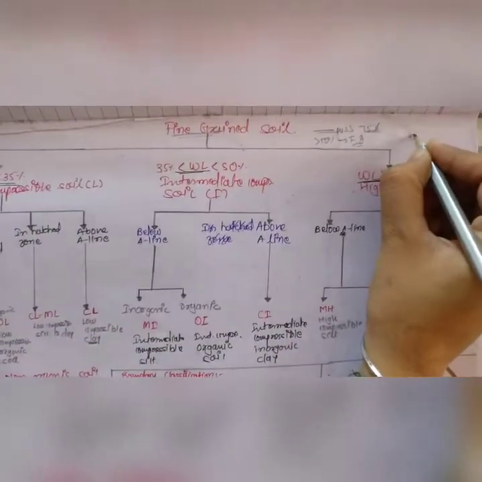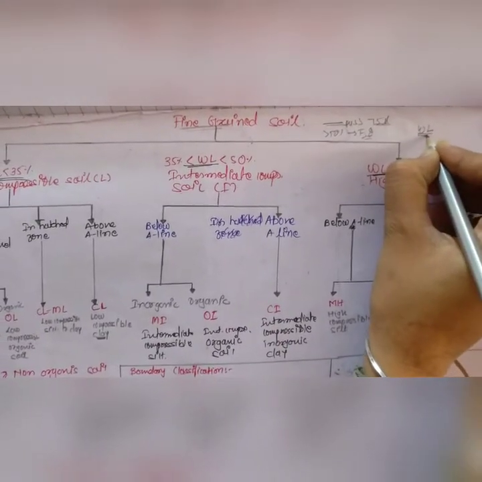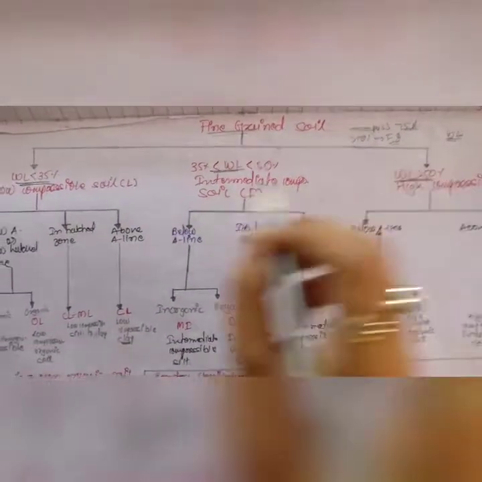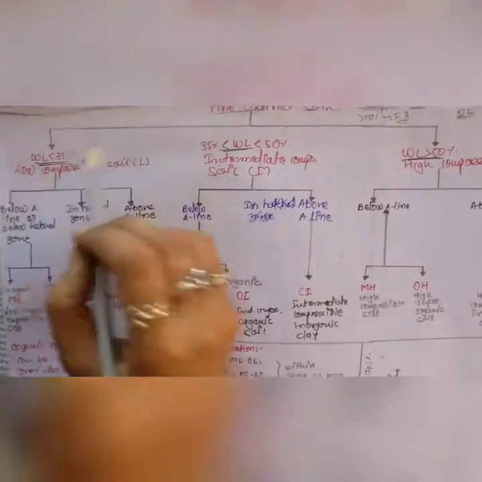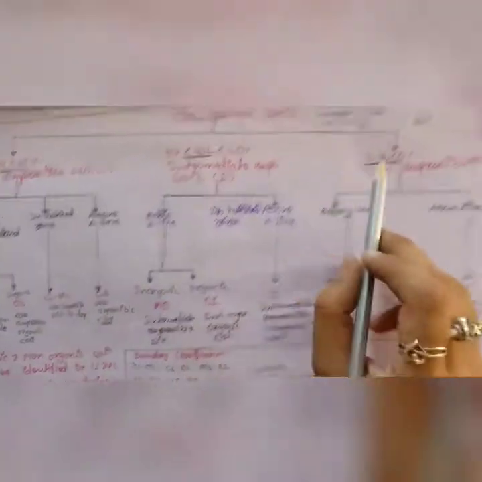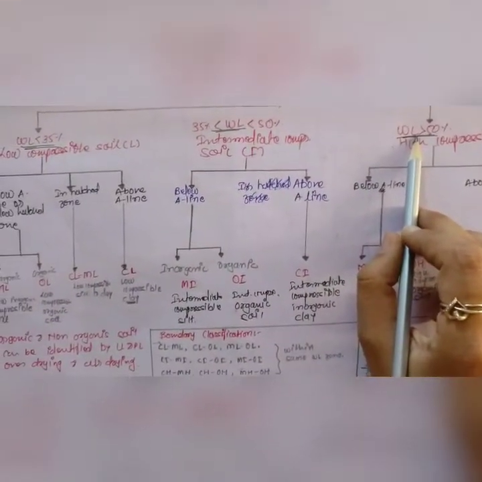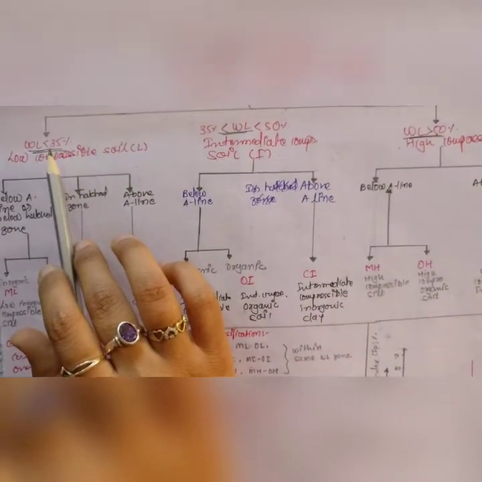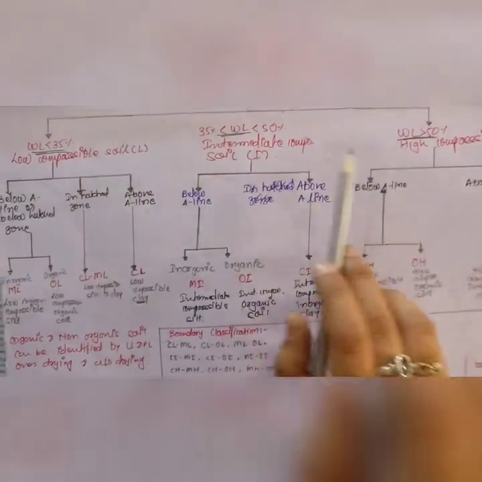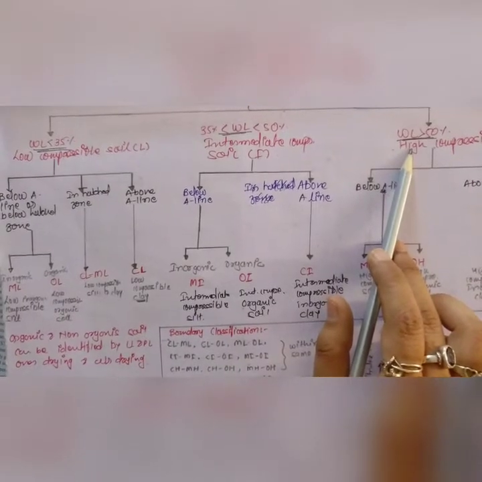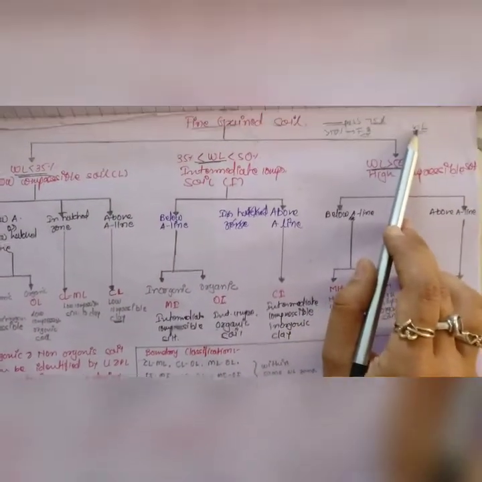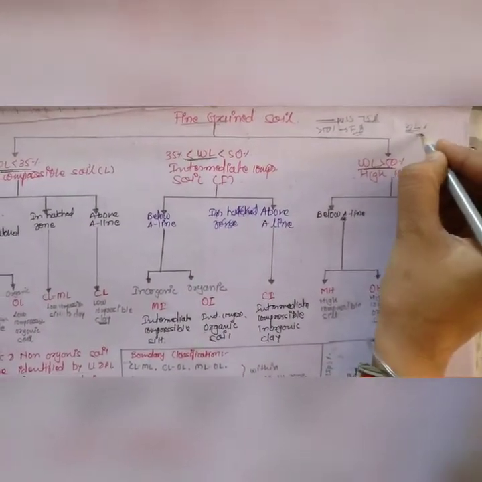Depending upon the value of liquid limit, fine grained soil can be further classified as low compressible soil, intermediate compressible soil, and highly compressible soil. Whether the soil is low compressible, intermediate compressible, or highly compressible depends upon the value of liquid limit in percentage.